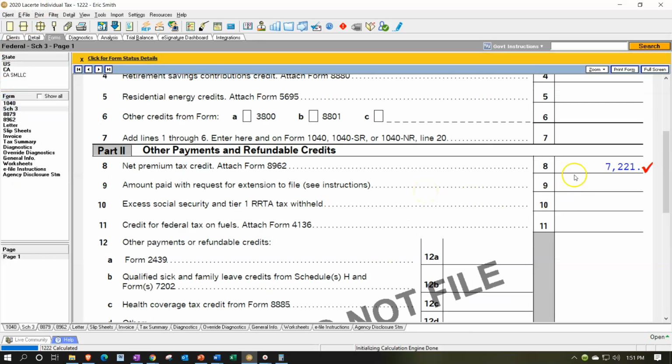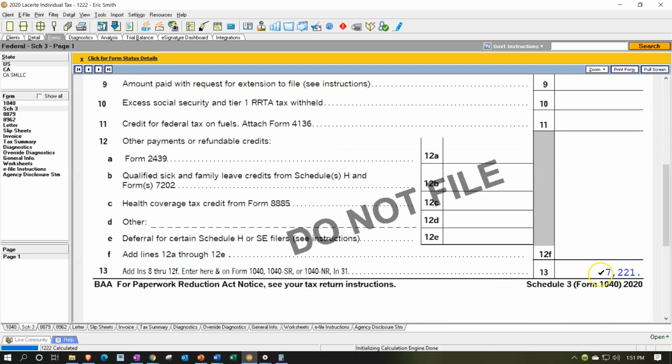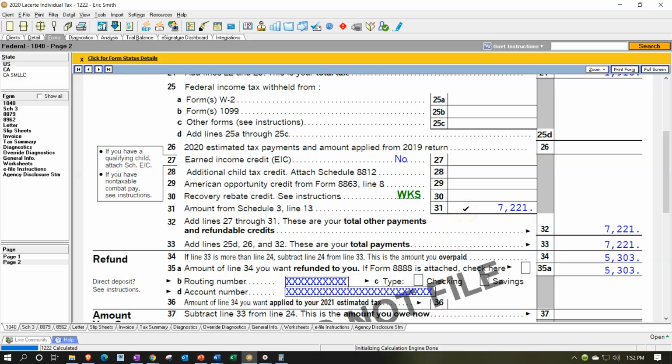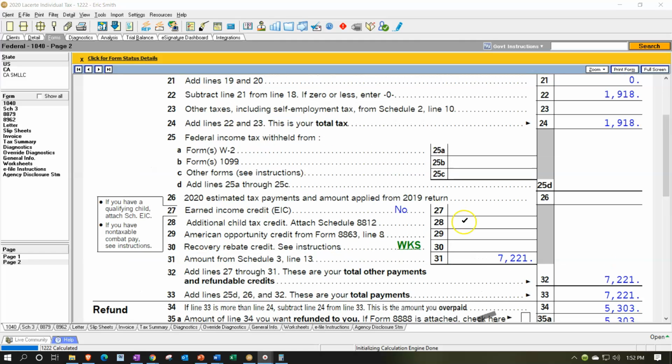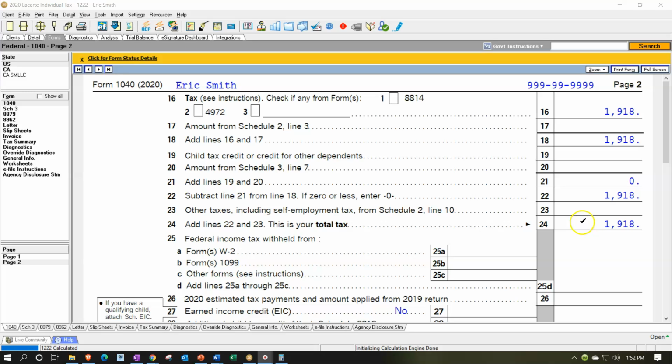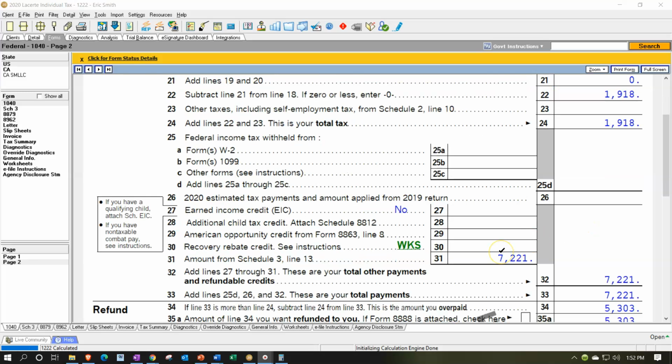That's flowing forward to schedule three, line 8, 7221, which flows down to line 13, and then pulls forward to the form 1040 on page 2, where we got that added benefit of the 7221. Also note that it is on the refundable portion down here. Our tax up top is at 1,918. This is bringing us not only down to zero, but actually giving us a refund of that 5,303, bringing our tax down to zero and still getting a "refund," which is really kind of a benefit program at that point, because we're getting money back beyond anything that was put in. We didn't pay any tax in, we're getting money back.